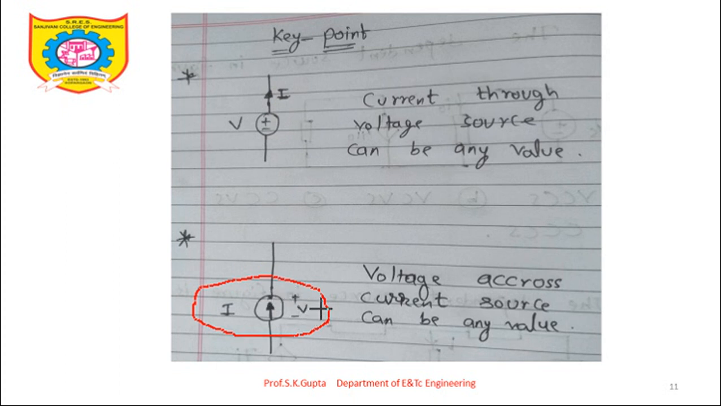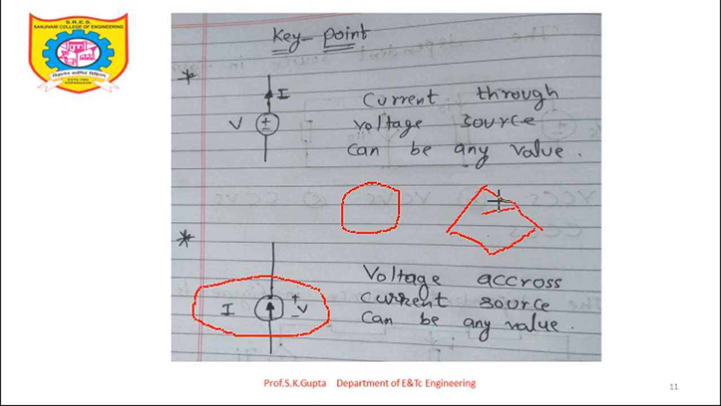Okay. In the next video, we will see dependent sources. So independent sources are shown by the circle, and dependent sources are shown by what shape? This is nothing but a diamond. So independent sources are shown by the circle and dependent sources are shown by the diamond.